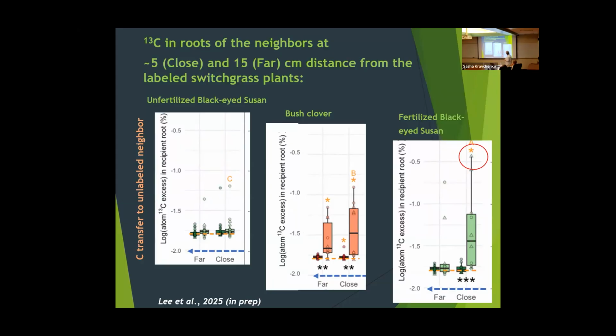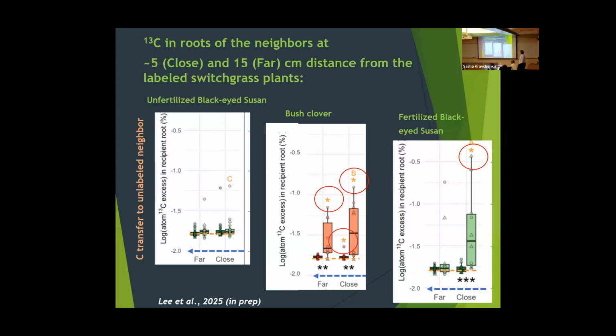Or maybe I should move to this one. Let me do it this way. So when we look at clover, clover roots were enriched in 13C of switchgrass origin, both at close locations but even 15 centimeters away from that switchgrass plant, there was still an enrichment. So clover was getting carbon from the switchgrass quite a bit.